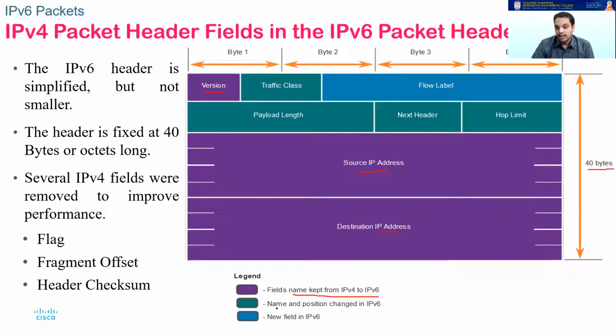If you check out, the name and position changed in IPv6, green color. Traffic class has the same functionality as the differentiated services field in IPv4. I told you that particular field will tell you the quality of service required for that particular packet. Maybe less delay or more bandwidth, less jitter. Those kinds of things come under the purview of quality of service. So there we used to have a differentiated services field. Now we have a traffic class field, which does the same job.